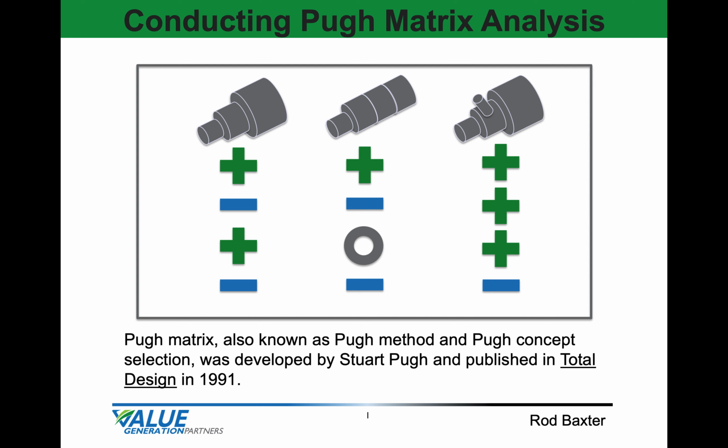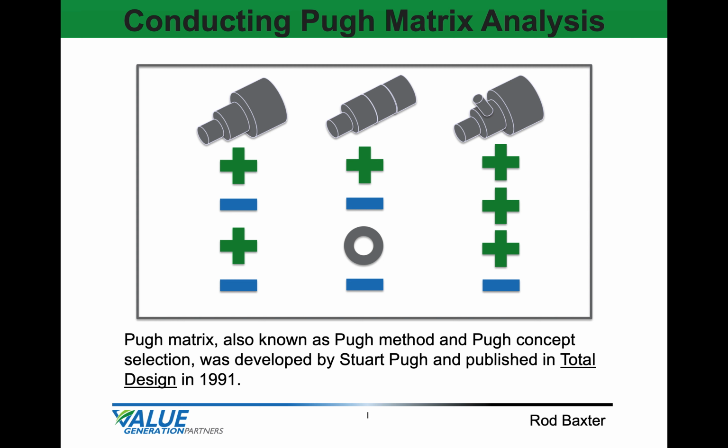In this module, we're going to discuss conducting a Pugh matrix analysis. A Pugh matrix is a selection tool used to help choose between multiple concepts for a new process, product, or service. It was originally used to evaluate and select between several product or process designs, and they were ranked against customer criteria as well as the current baseline design.